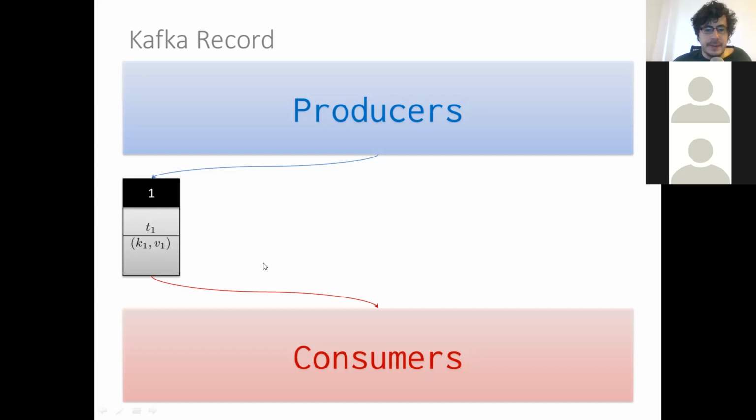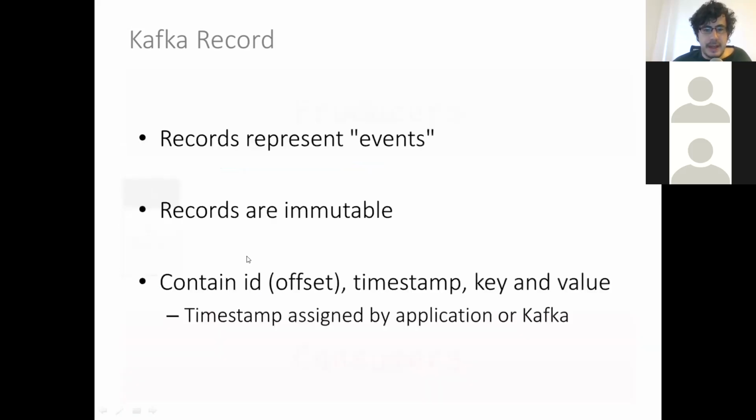So these represent events and they're immutable. Once they're written, we can never change them. We can't go back and change the value for a given key, for example. We'd have to write a new record. So they contain an ID, which is the offset, a timestamp, a key, and a value. The timestamp is assigned by the application or Kafka. The timestamp typically represents the real Unix time, let's say.